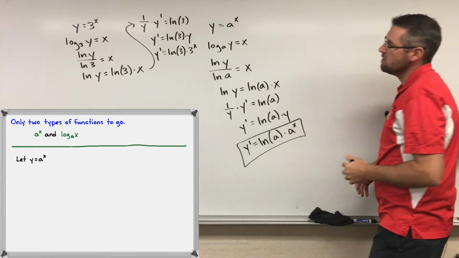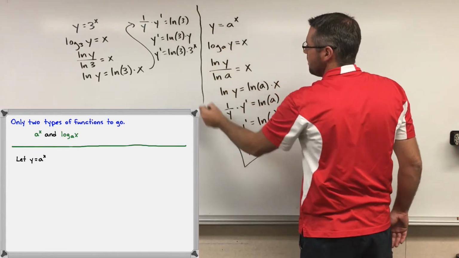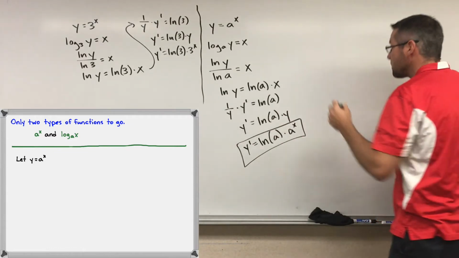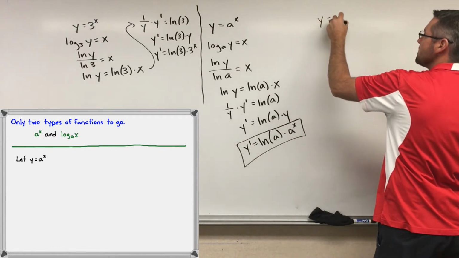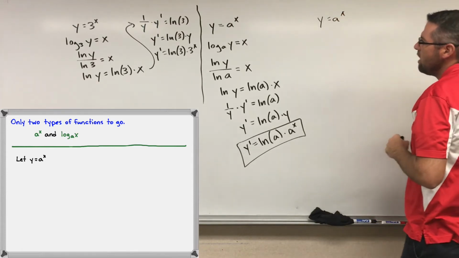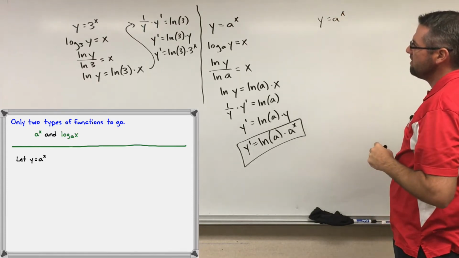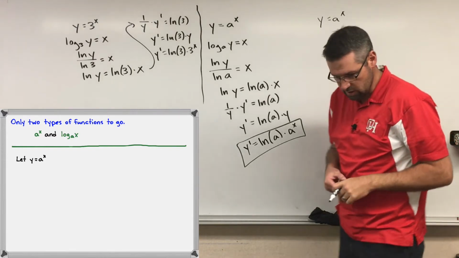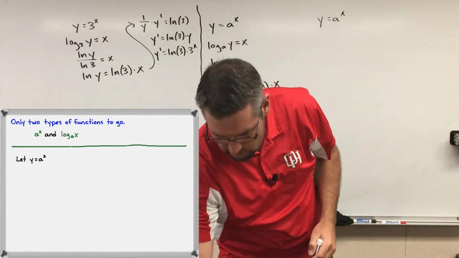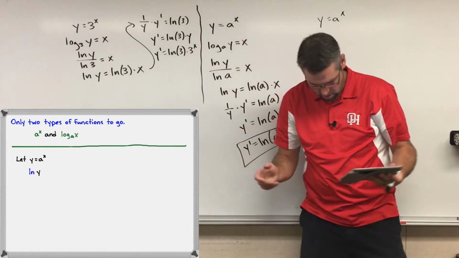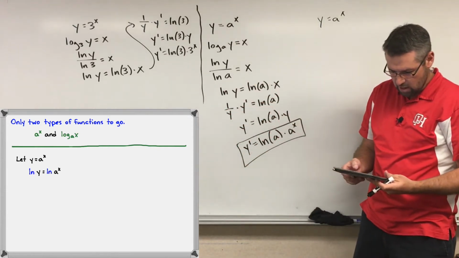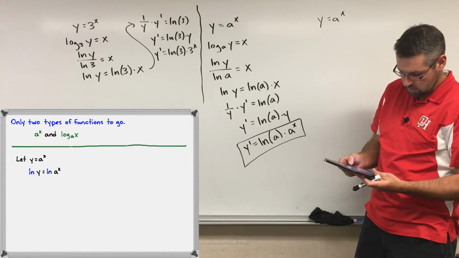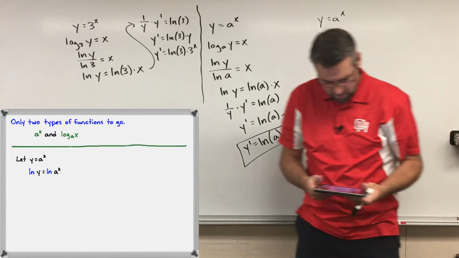Okay? Now there's another way to develop the derivative of a to the x. We have y equals a to the x. How could I develop that derivative? Well, honestly, I forgot the other method, so let me get a little hint here. I know I have two different methods here. Taking the natural log of both sides. Oh, okay, yeah. So this is pretty straightforward.